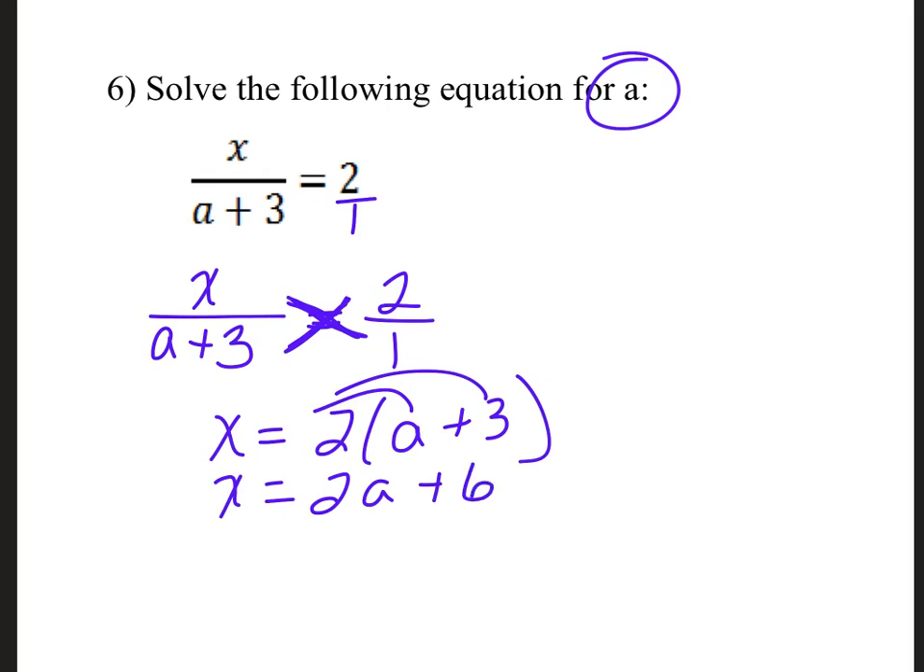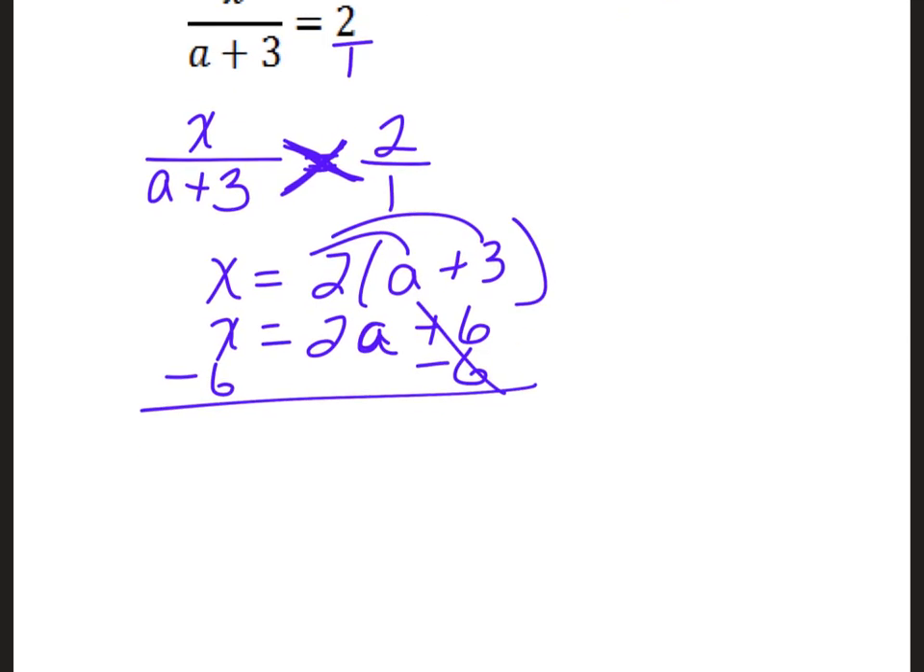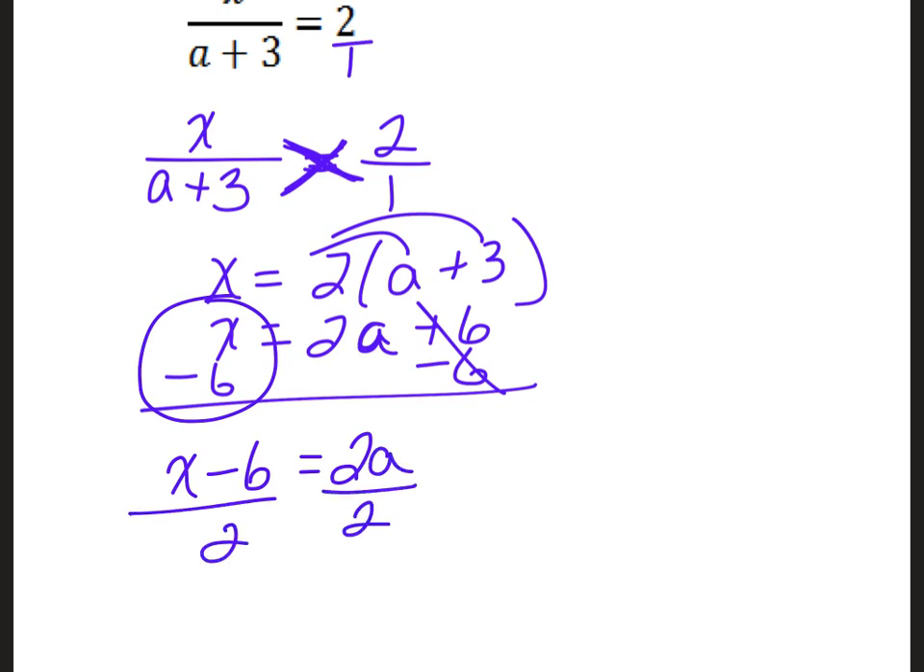All right, this isn't too bad. The 6 is connected. I want to subtract that away first. Okay, and then, so I want to combine here, but I can't. It's x minus 6 equals 2a. So now I divide both sides by 2. So a is x minus 6 over 2. All over 2. All right, that's it.